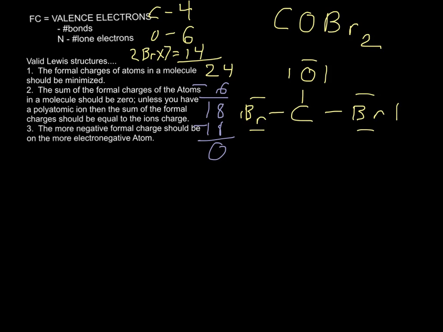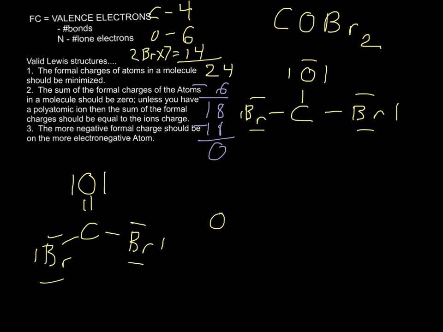I'm out of electrons in my building fund, and who still doesn't have 8? Carbon doesn't have 8. So we've got a dilemma, because now we have 2 possible suspects for double bonding. Is our structure going to be this one, or this one?